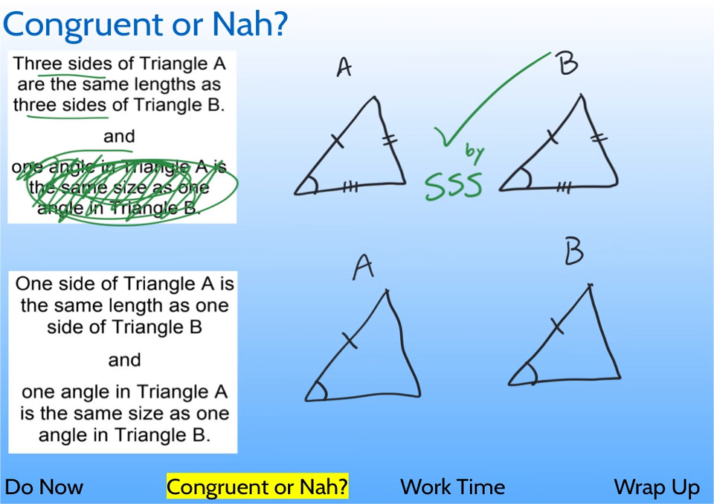Side, angle is not enough information. We just don't have enough. So, audience, play our loud buzzer for us. Are these congruent or not? No, they're not. I'm sorry, they're not. Side, angle is just not enough information. We need more. We need a little bit extra there.